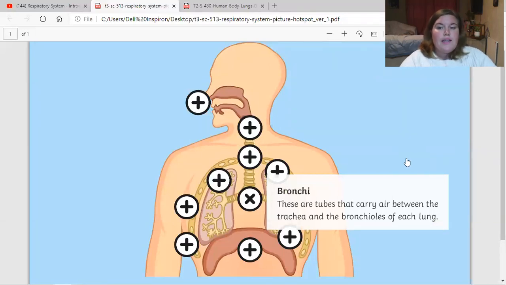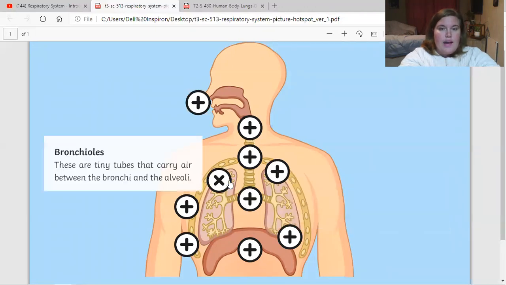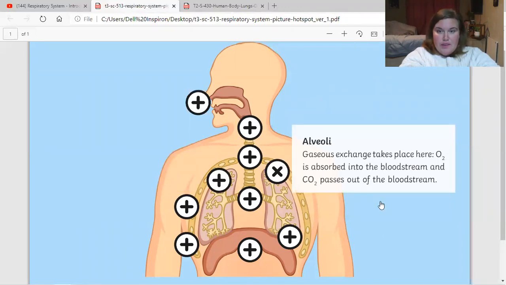These are tubes that carry air between the trachea and the bronchioles of each lung. If you follow the trachea going down, at the end you'll find two pieces like this that go into each lung. Then we have the bronchioles. These are tiny tubes that carry air between the bronchi and the alveoli. They all work together. So let's look at the alveoli and see what they do.